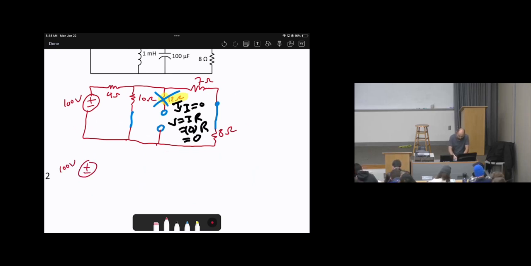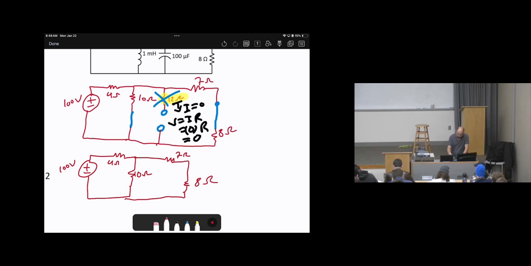So 100 volts, 4 ohms, 10 ohms, the 12 ohms has been removed, 7 ohms. Then I don't need to draw the short circuit because it's already in the circuit, so 8 ohms. Now the circuit looks like this.